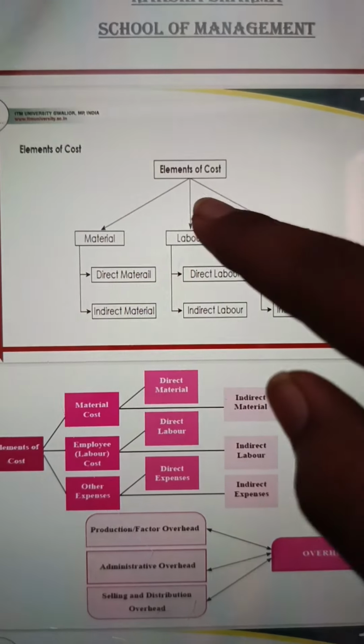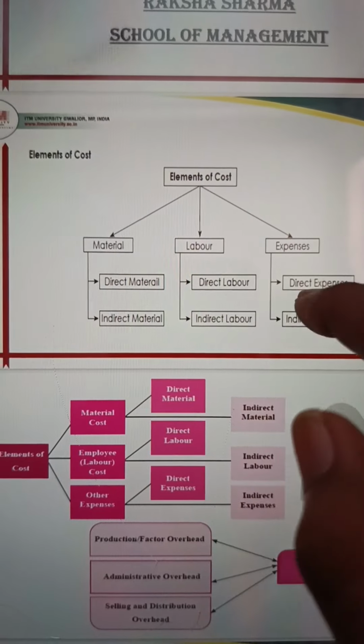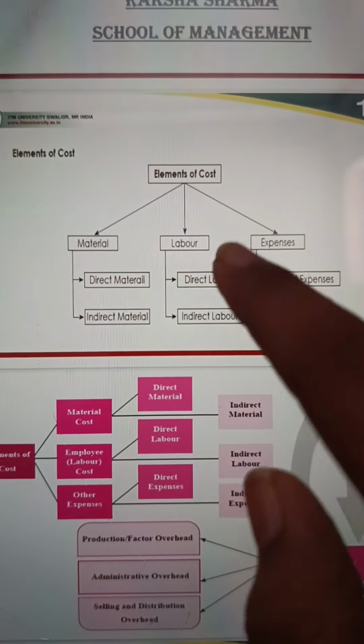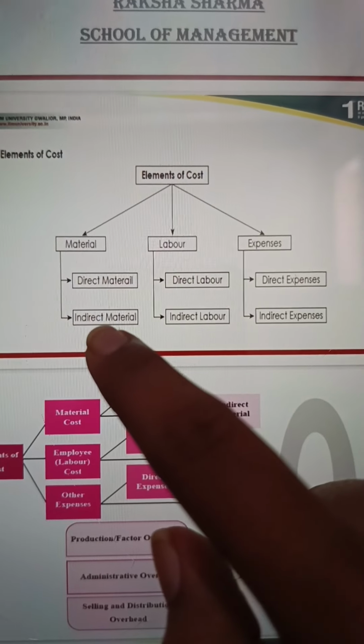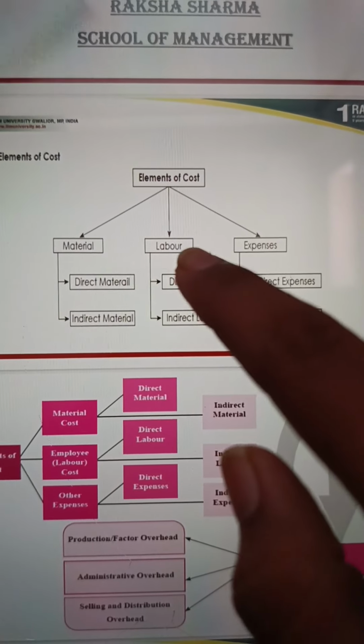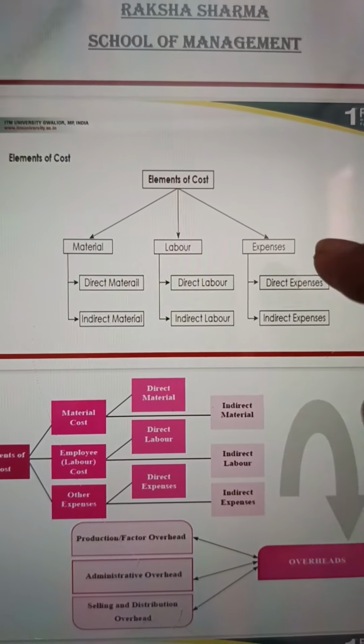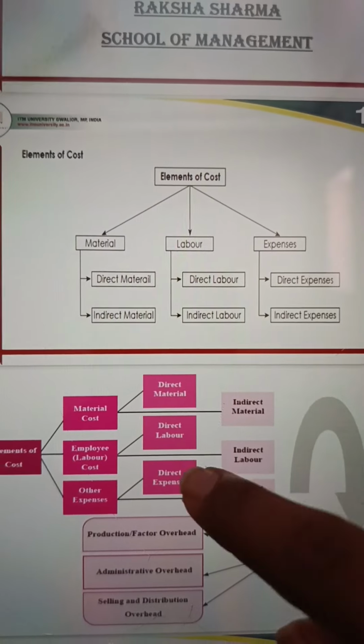The quick recap. Elements of cost are divided into 3 elements: material, labor, expenses. How cost is divided is important. Under material you have direct material and indirect material. You have to learn the definition and purpose of them, and an example also. Under labor you have direct labor and indirect labor. Under expenses you have direct expenses and indirect expenses.